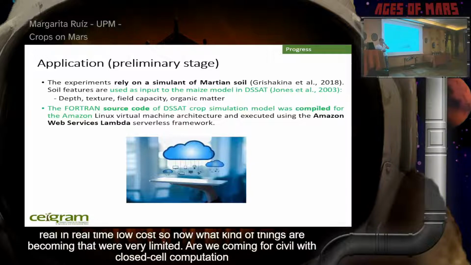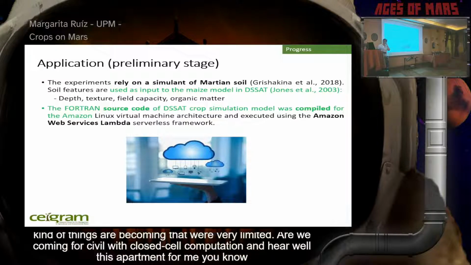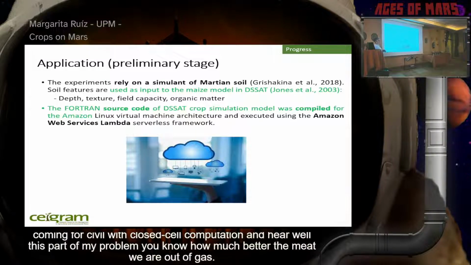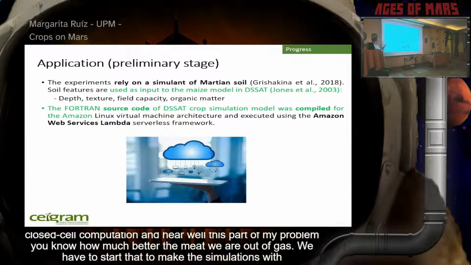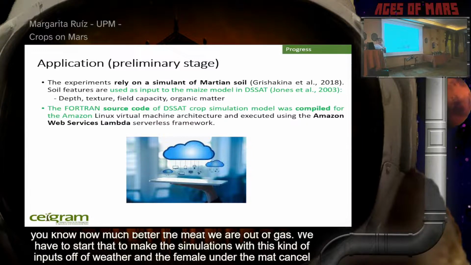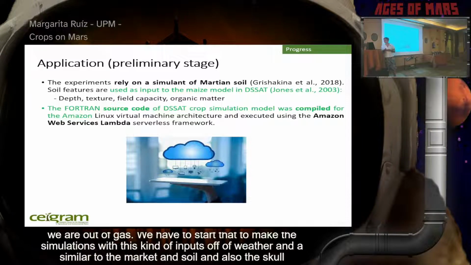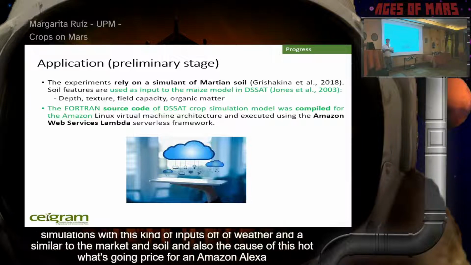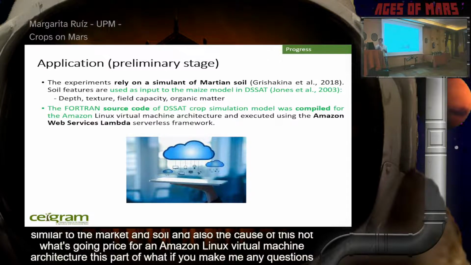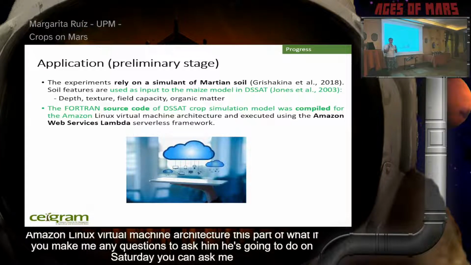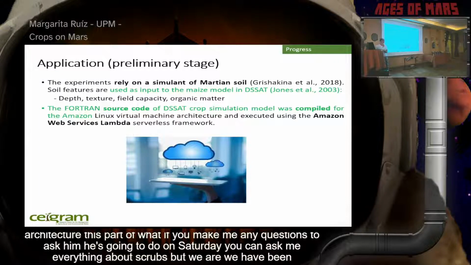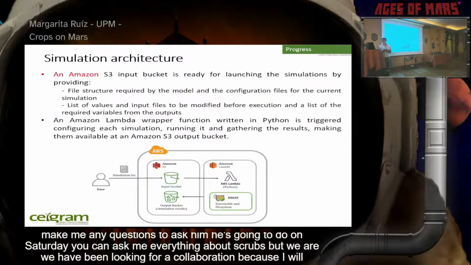And here, well, this part probably you know much better than me. We have started to make the simulations with this kind of inputs of weather and the simulant of the Martian soil, and also the source code of the SAT was compiled for an Amazon Linux virtual machine architecture. This part, if you make me any questions, is him. He's going to answer. You can ask me everything about crops, but we have been looking for a collaboration because we need some experts on that.